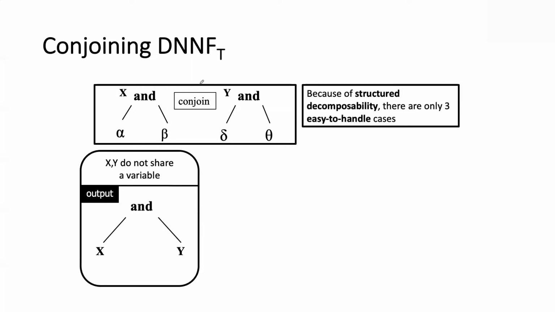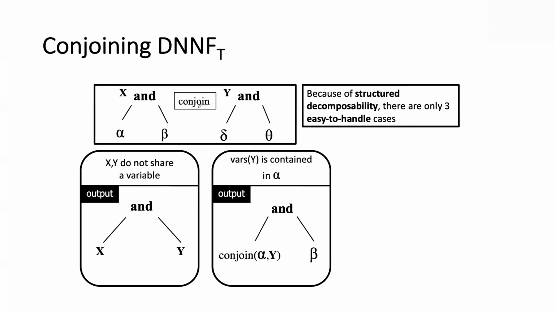Here's the first case. The first case is that those two circuits do not share variables, right? That's easy. I just put an AND and I'm done. The question is what happens when they share variables, and there you end up having to look at only two cases, because they're structured with respect to the same V-tree. One case is that the variables of this are all in here, in which case you just do this. You conjoin Y with that guy and you're guaranteed to get decomposability. Remember, the tricky part here is to do this recursion while guaranteeing that there is no variable sharing. This is guaranteed no variable sharing. This is guaranteed no variable sharing.